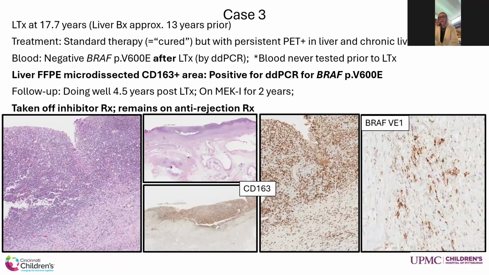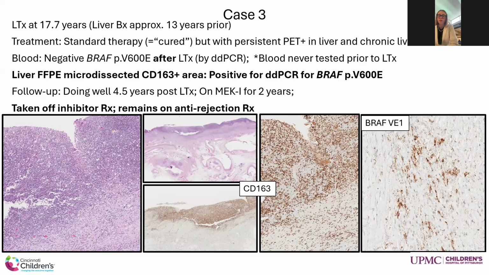Case 3 was different in that this was an older child and actually thought to be cured by standard therapy, but did have a known persistent PET positivity in the liver and was known to have chronic liver disease, but was being followed. He did not have testing of his blood prior to transplant. We didn't really know about this patient until they showed up for transplant.